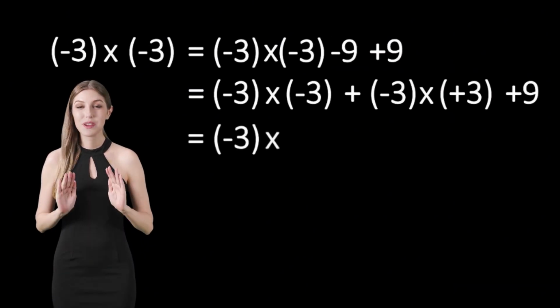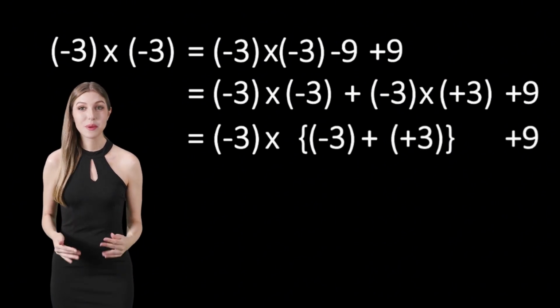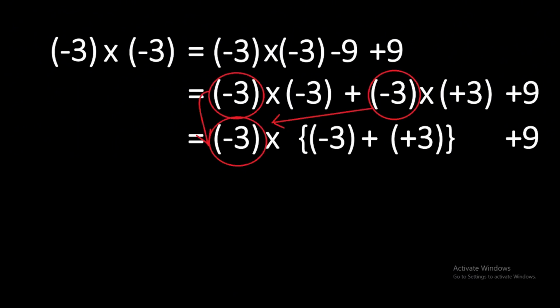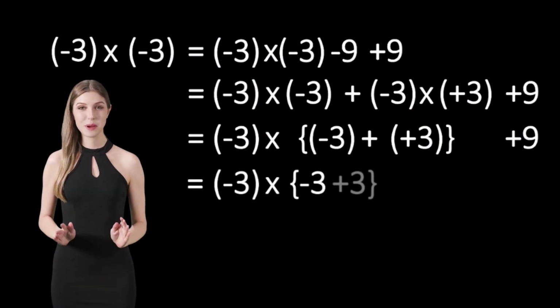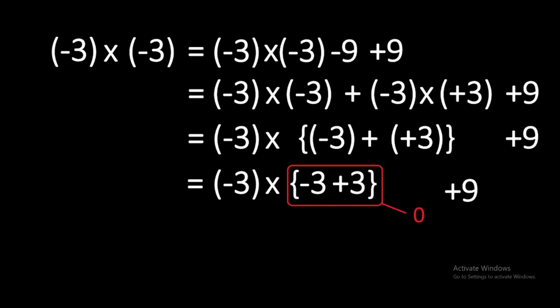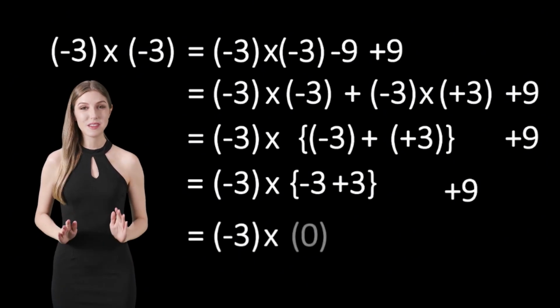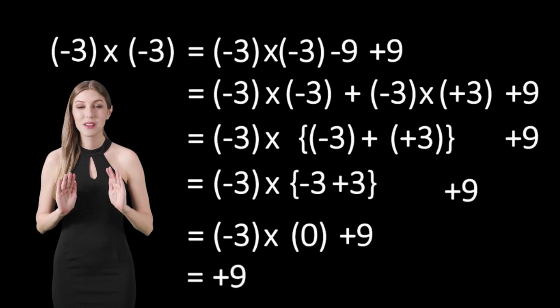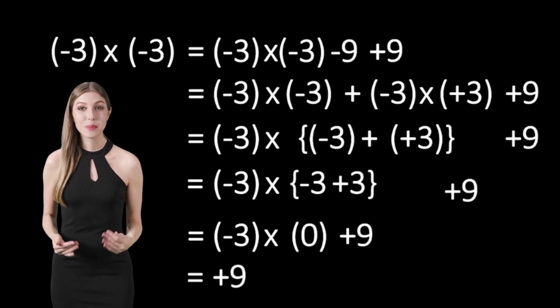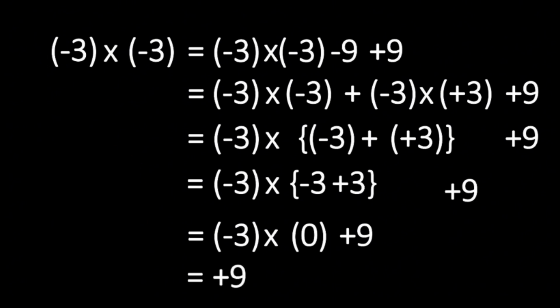Minus 3 is a common factor. We can move it out of the bracket. Minus 3 combined with 3 becomes 0. Minus 3 multiplied by 0 is 0. So this proves that minus 3 multiplied by minus 3 becomes positive 9.